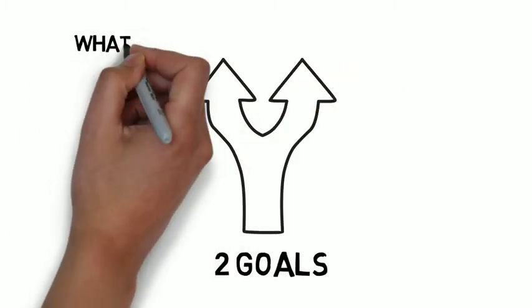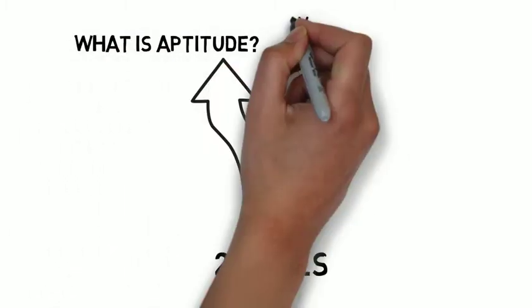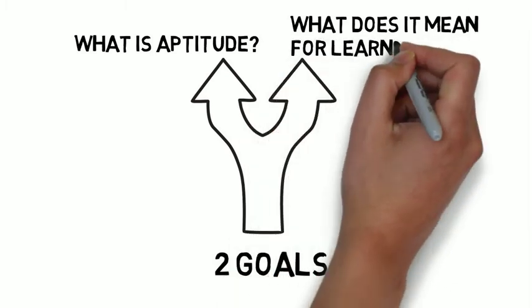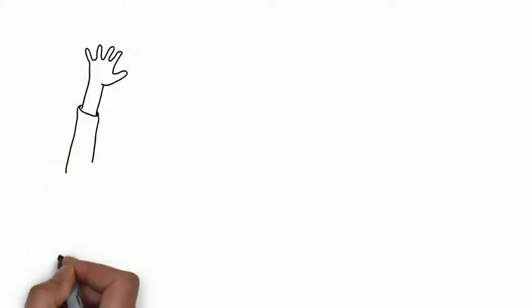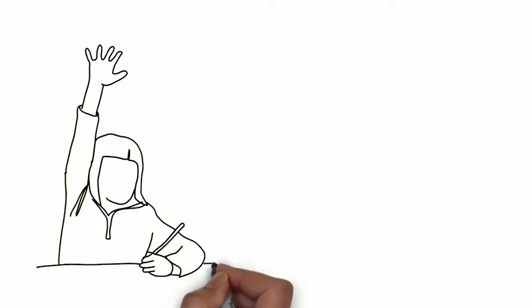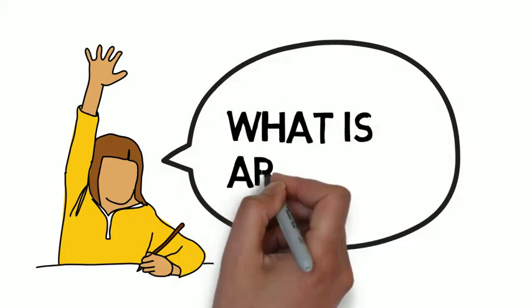The first is to understand foreign language aptitude better, and the second is to explore how aptitude is relevant to language learning. But really, we need to start at the beginning, because that's a very good place to start. What is this thing we're calling aptitude anyway?